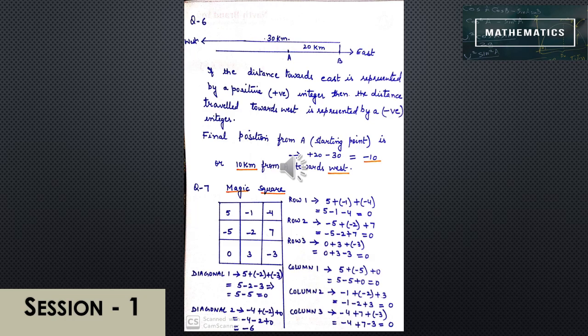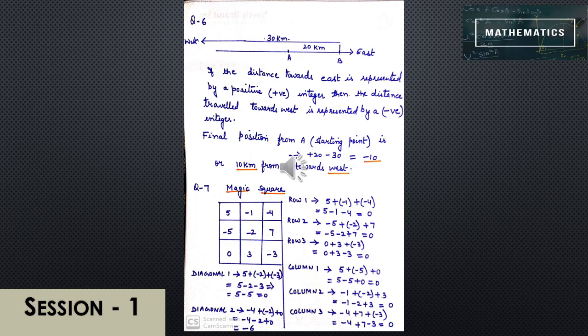What we have to do in this magic square, first of all we will take row number 1. In row number 1 there are 3 integers given, 5, minus 1 and minus 4. We have to add all these 3 integers and find the answer of row 1. It is 0. Now consider row number 2. Similarly, we have to add all these three integers. Again, its answer is 0.